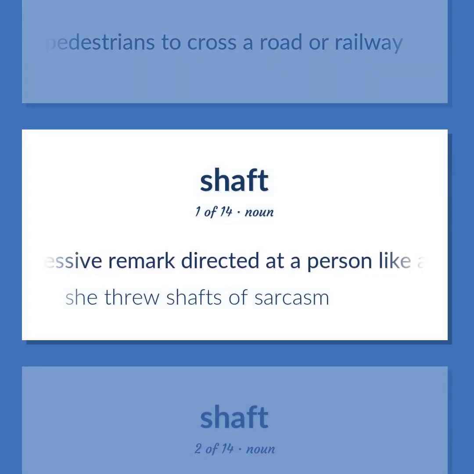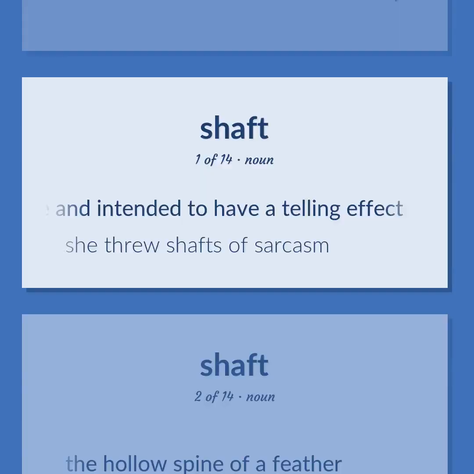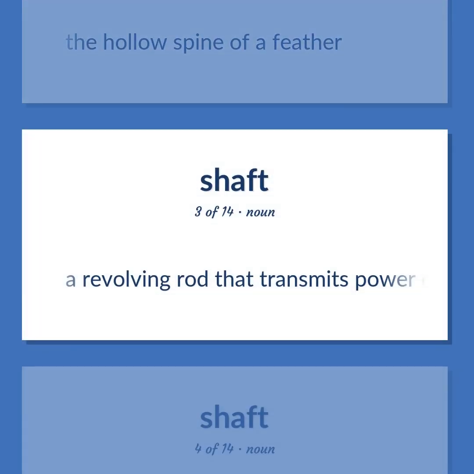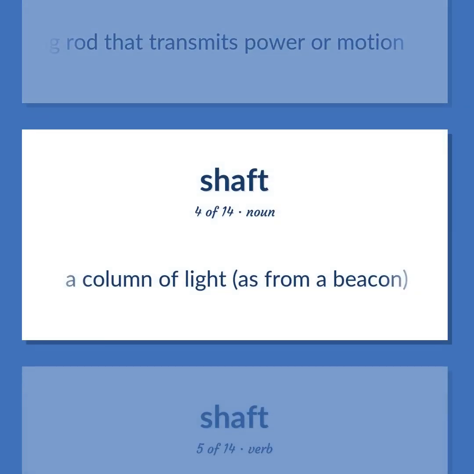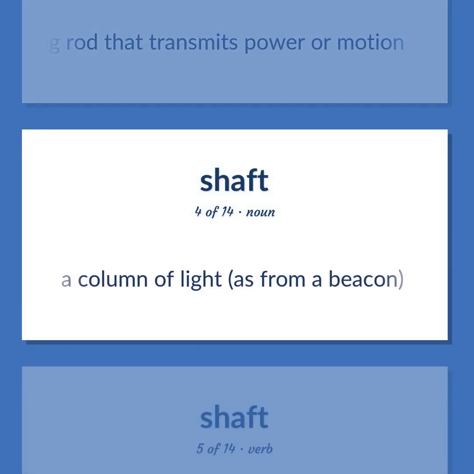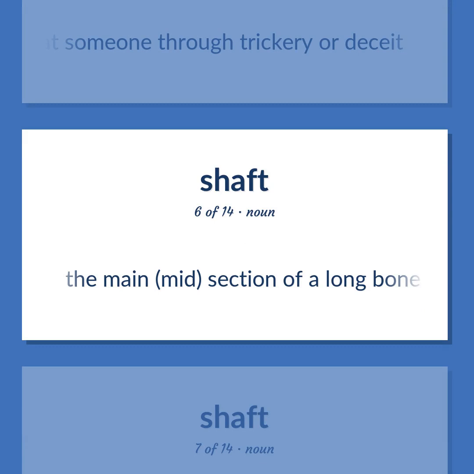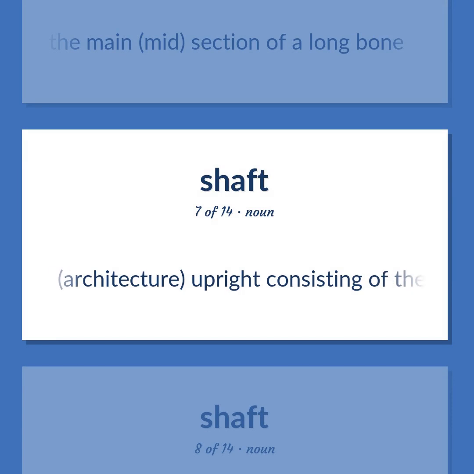An aggressive remark directed at a person like a missile and intended to have a telling effect. She threw shafts of sarcasm. The hollow spine of a feather. A revolving rod that transmits power or motion. A column of light, as from a beacon. Defeat someone through trickery or deceit. The main, mid-section of a long bone. Architecture. Upright consisting of the vertical part of a column.